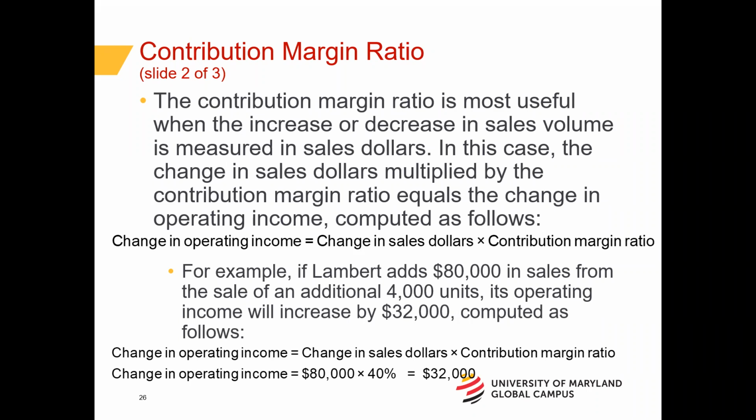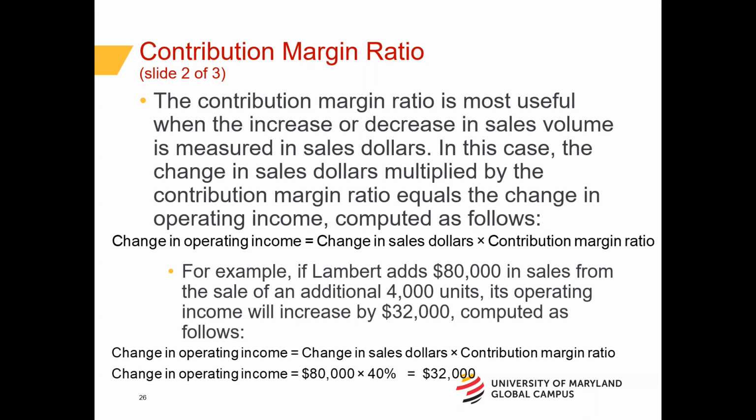Okay, so let's look at the formula. To find the change in operating income, first we find the change in sales dollars times the contribution margin ratio. In our example, let's say that our company added an additional 80,000 in sales from the sale of an additional 4,000 units. Sales price $20, additional 4,000 units, it's 80,000. Our operating income will increase by 32,000.